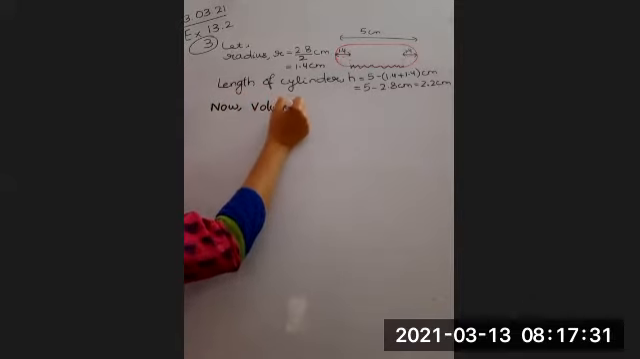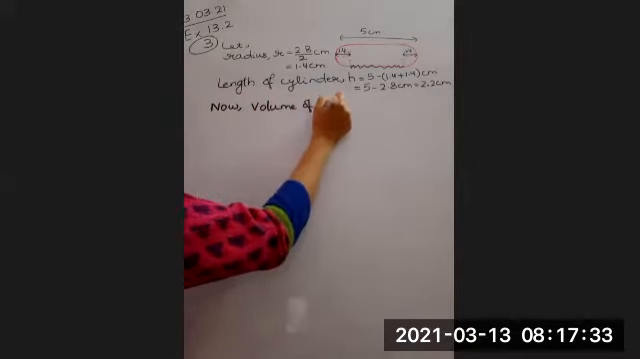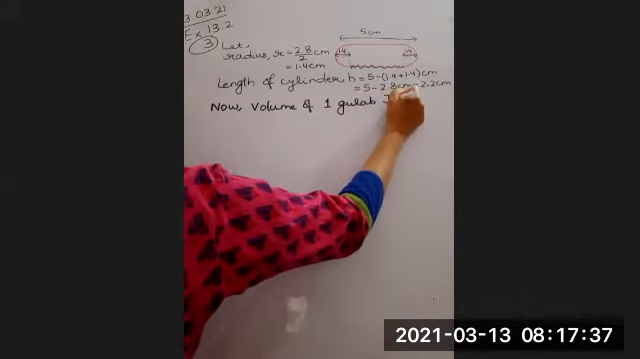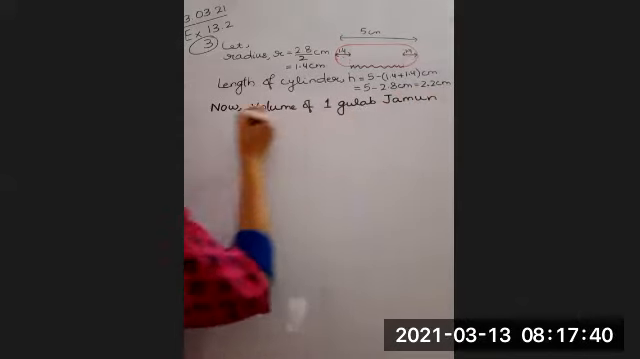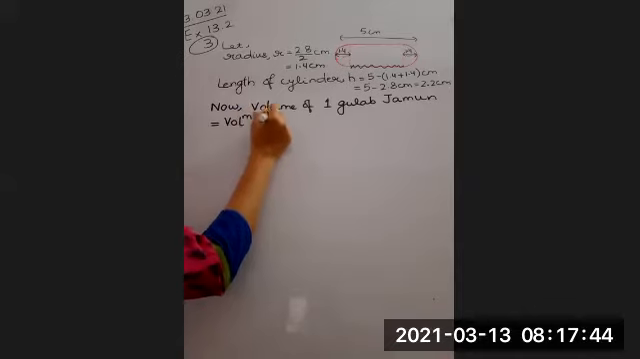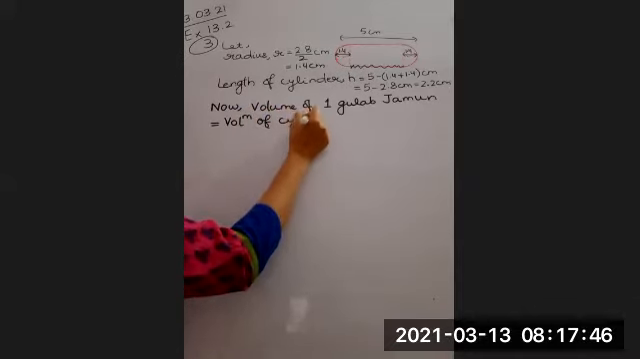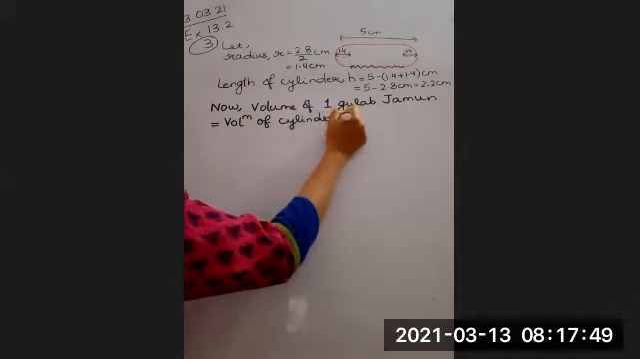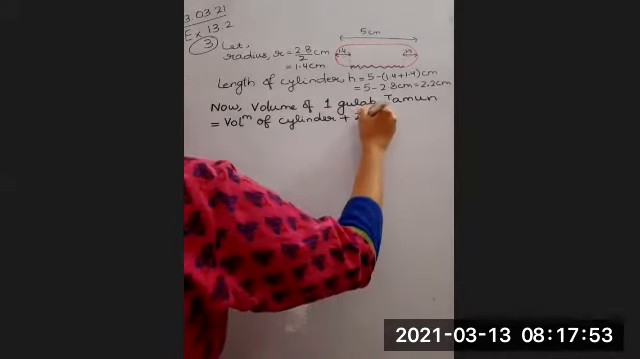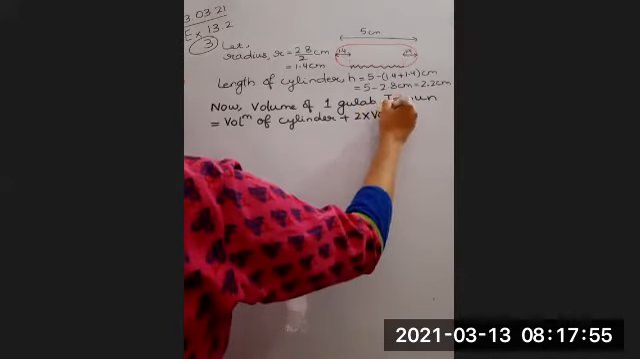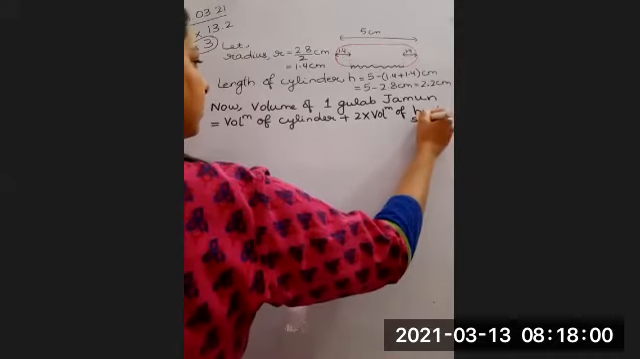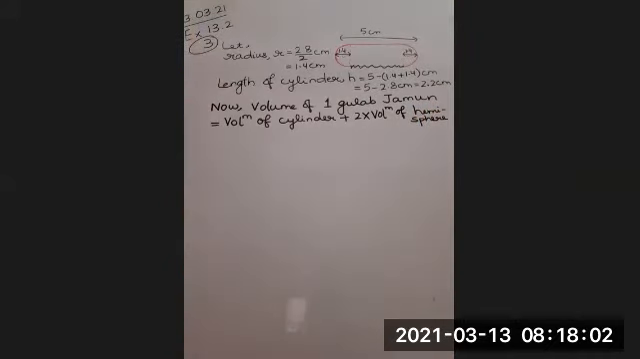Now, volume of 1 gulab jamun is equal to volume of cylinder plus 2 into volume of hemisphere. Right?